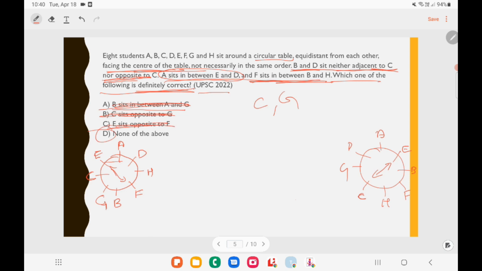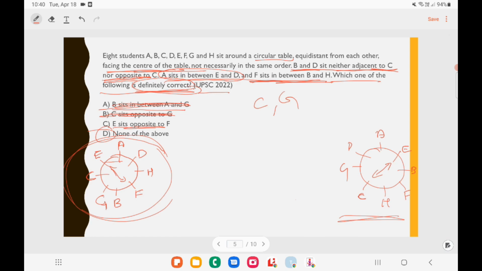So here, if you have drawn only one possibility, this is also one of the common mistakes in this type of question. What students will do, they will just draw one possibility. Then in that possibility, this was correct. E is sitting opposite to F. But in this possibility, it was not correct. So this question is which is definitely correct. Then it should be correct in all the possibilities.